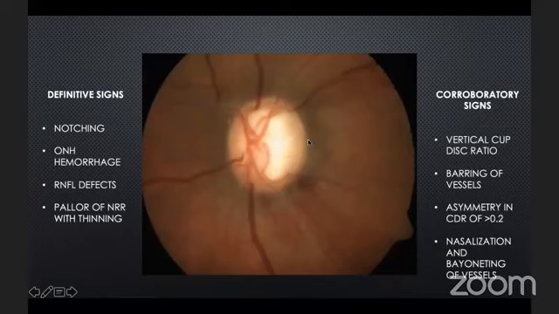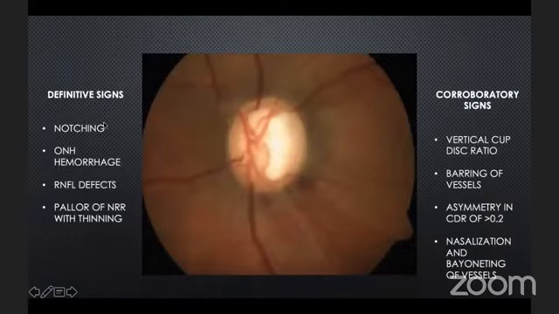Now, this is how a glaucomatous optic disc will appear. The first impression which you get here on seeing this picture is a large cup and an increased vertical cup disc ratio. Most commonly, people associate glaucoma with increased optic nerve head cupping. However, this is a myth because increase in the vertical cup disc ratio is not a definitive sign of glaucoma and is just a corroboratory or a soft sign. The definitive signs which indicate glaucomatous damage are notching, optic nerve head hemorrhage, RNFL defects, and pallor of the neuroretinal rim with thinning.